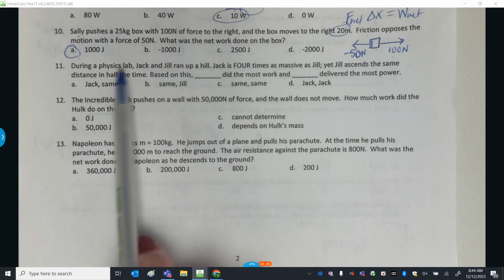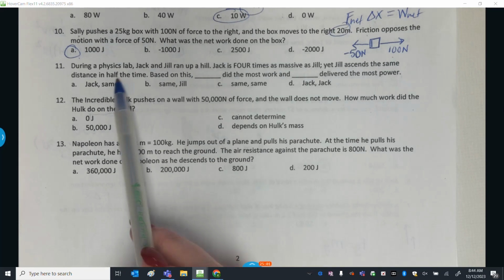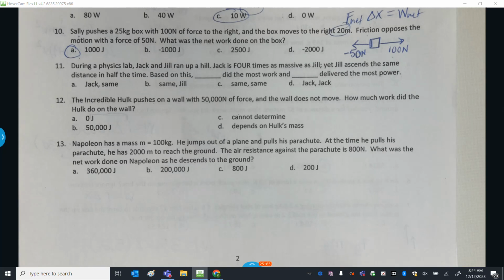All right, number 11. Number 11 was the other most missed question. I told you that there were 2 of them that were tied. This is the other one. So if you missed questions, it's likely that it was this one, number 4, and number 7. Number 11 says, during a physics lab, Jack and Jill ran up a hill. Jack is 4 times as massive as Jill, yet Jill ascends the same distance in half the time. Based on this, blank did the most work and blank delivered the most power.